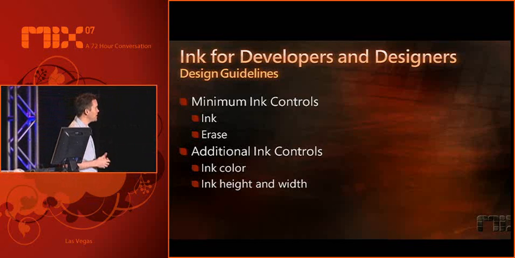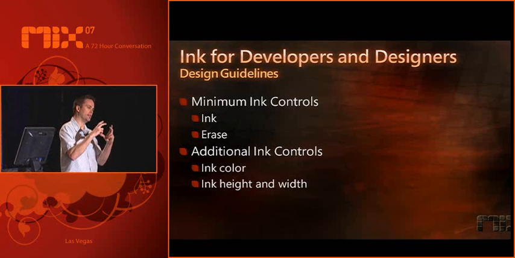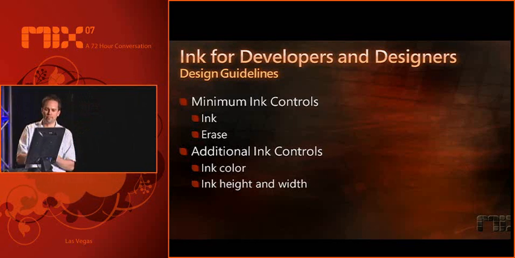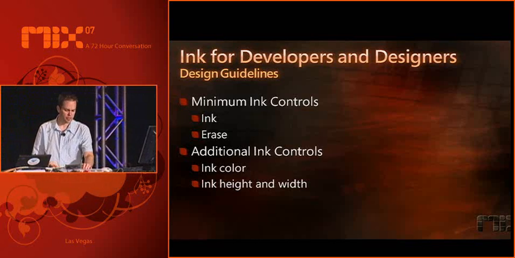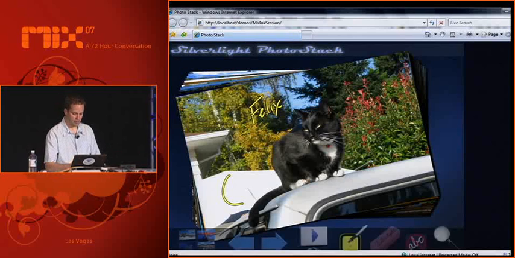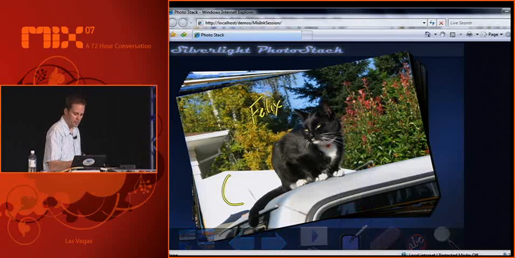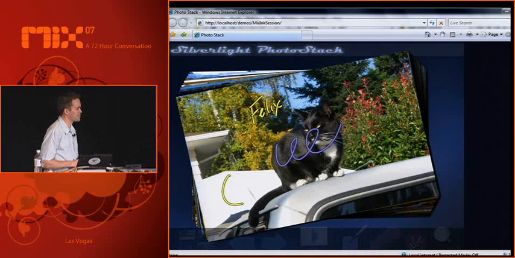And then there's a couple extra additional controls you should think of as well. And that's one, changing the ink color, and also changing the height and width of the tip of the pen. And that'll determine how fat the stroke will be. So hopping back to PhotoStack, you can see here that we didn't add a height and width, but we did add a little palette of colors that you can pick from to change the color of your ink. And if I pick this one, I get that color ink.